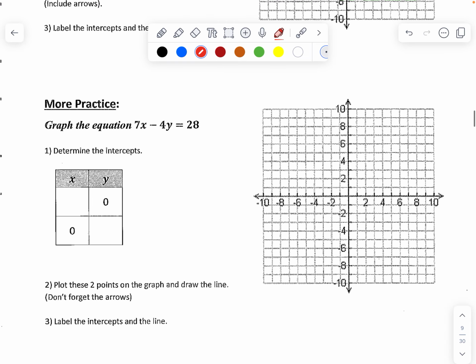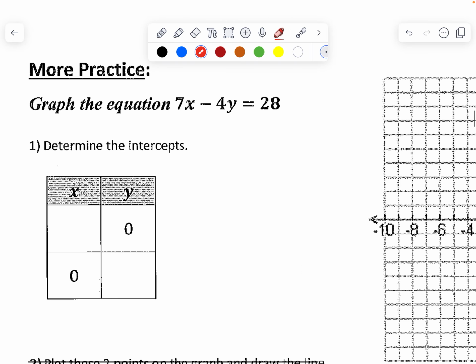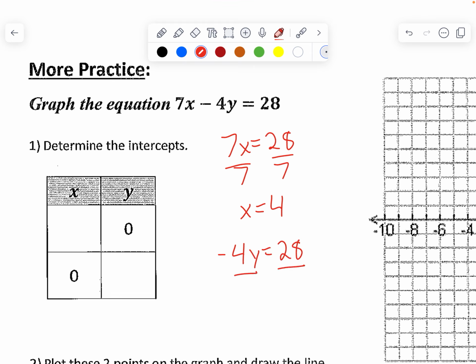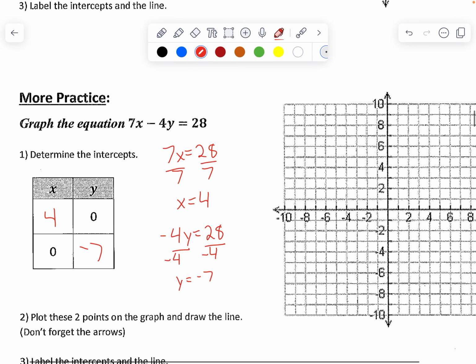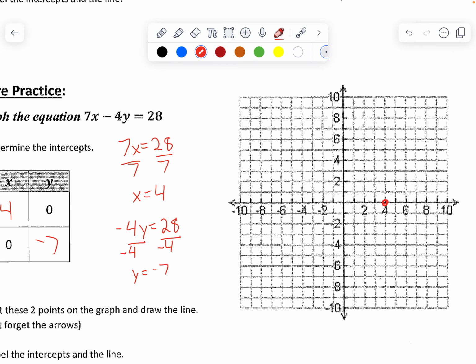Go ahead and pause the video and try this last one on your own. Alrighty, so we would have had 7x equals 28, which means divide by 7 on both sides, and x is going to equal 4. We'll have a negative 4y equals 28, divide by negative 4 on both sides, and the y-intercept is going to be at negative 7. So 4, 0 and 0, negative 7.